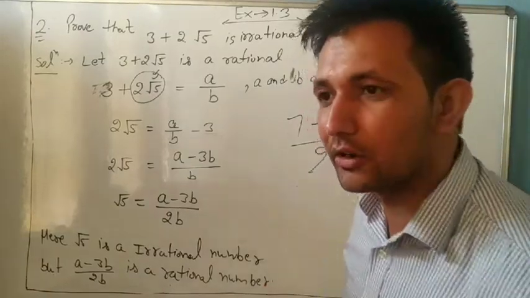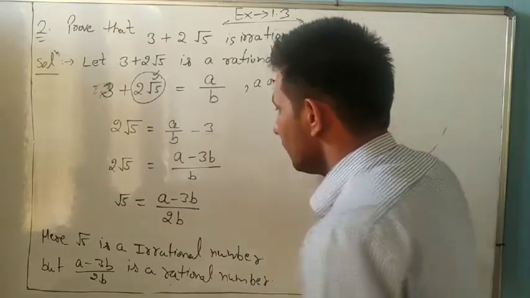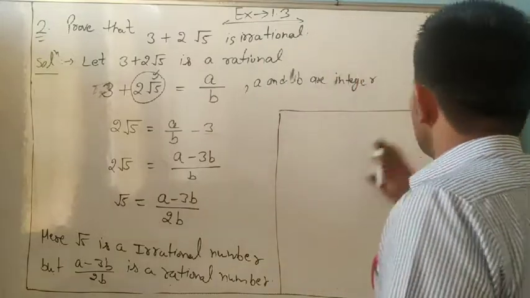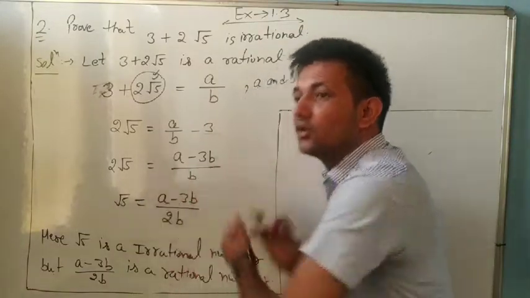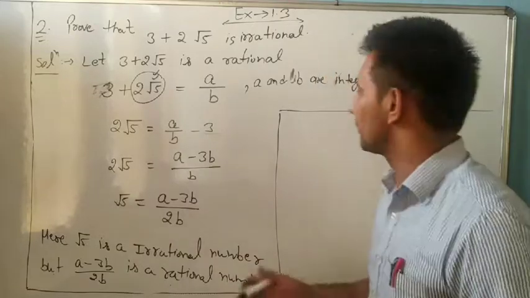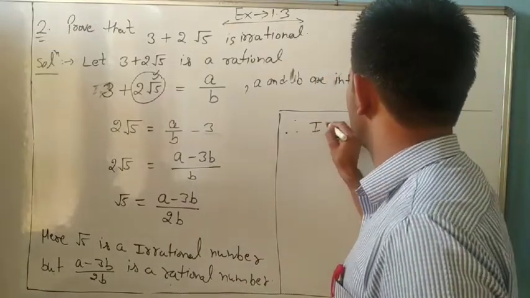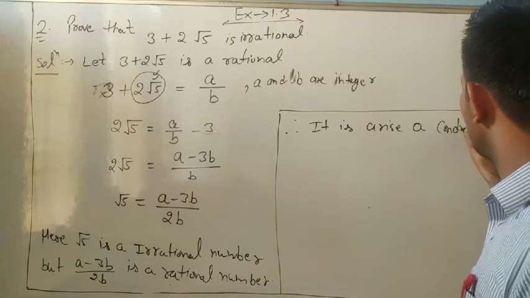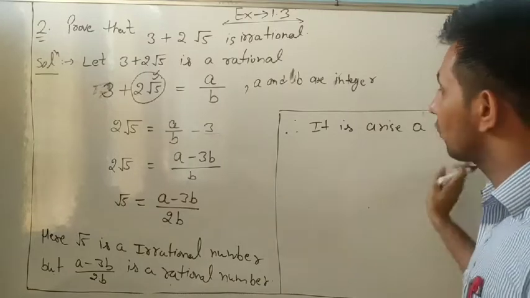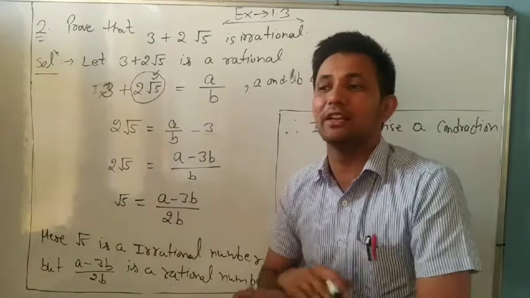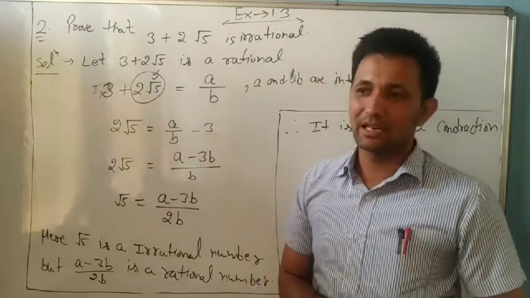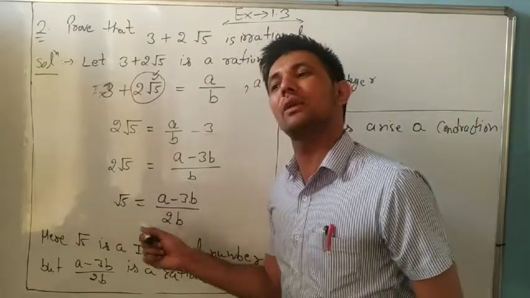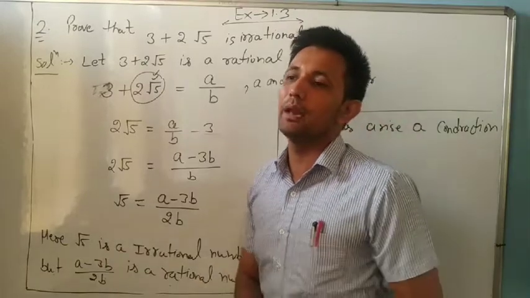Okay? Understand or not? The same as it is you can write. So root 5 is irrational, but (a minus 3b) by 2b is rational. So it means we are saying rational equal to irrational, but it is not possible. So therefore there arises a contradiction. Why contradiction? Because rational equal to irrational never becomes possible. Either both are rational or both are irrational, but you are saying one is rational, one is irrational, and both are equal. It will never become equal.